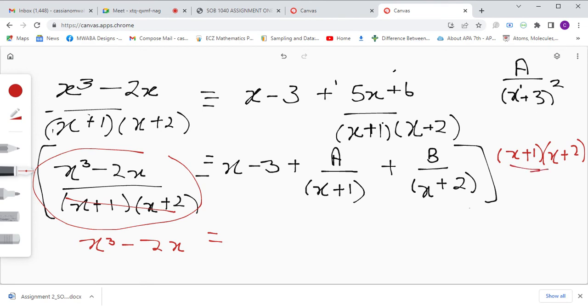If we multiply x minus 3 times this expression here, we're going to get x minus 3, open brackets, x plus 1, close open brackets again, x plus 2.